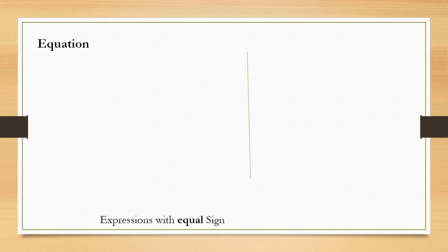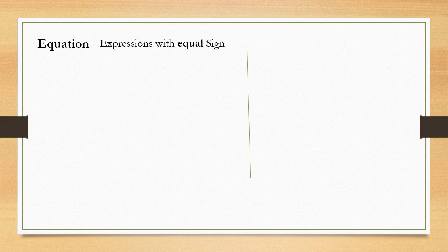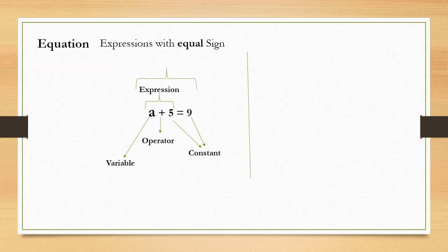Now an equation is an expression with an equal sign. Let's consider the equation a plus 5 equal to 9. Here a indicates a variable, plus indicates an operator. 5 and 9, these are constants. So here in this equation a plus 5 is an expression and the whole thing is an equation.